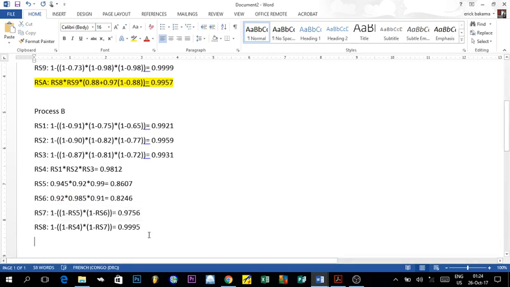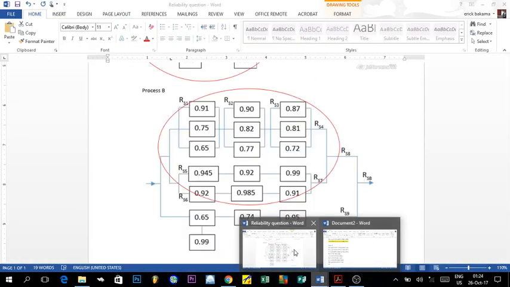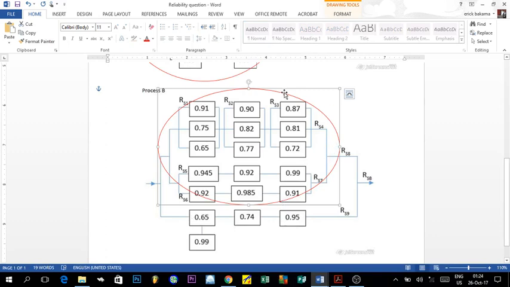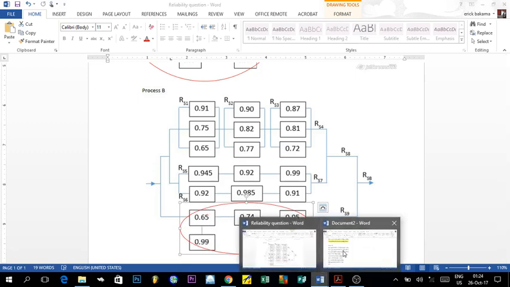Then from here we go to errors 9. What is errors 9 telling us? Errors 9 has 4 components, with the first component having a backup. We have 0.65, 0.74, 0.95, and 0.99, which is a backup to 0.65. So we write down our formula.